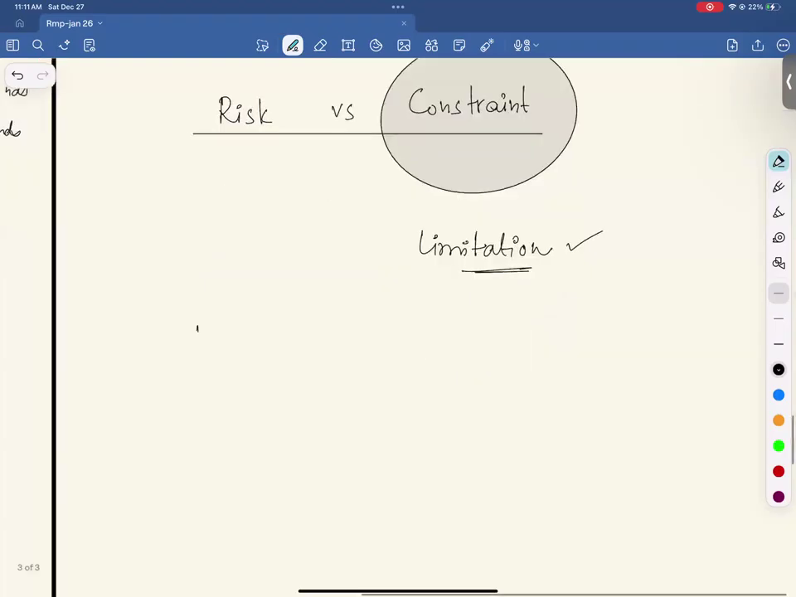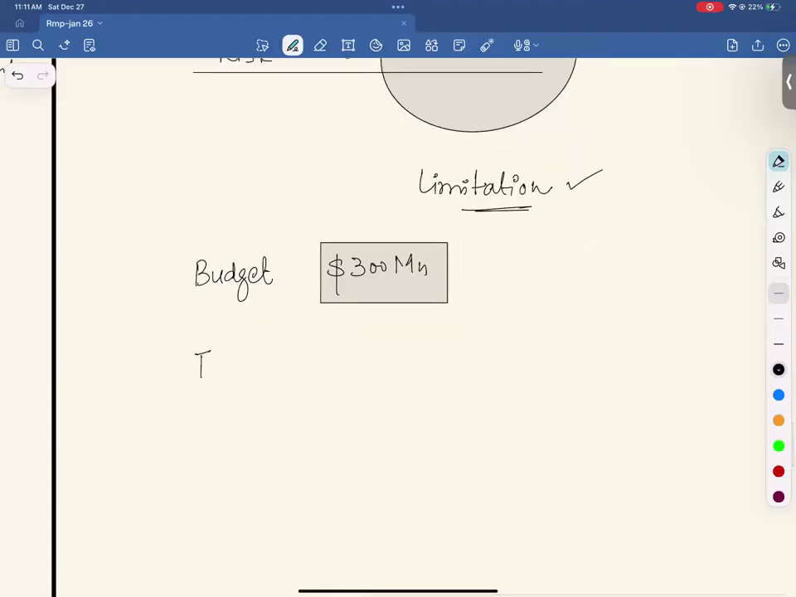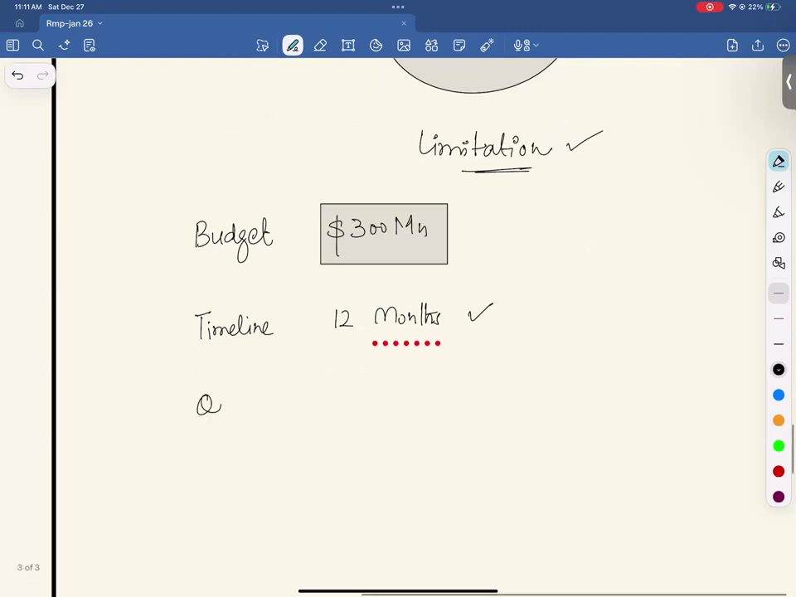For example, budget. We say my project budget is $300 million. This is a constraint. This is a limitation, right? Let's say I say my timeline is 12 months. This is a limitation, right? Let's say I need to follow this quality standard. This is your limitation.